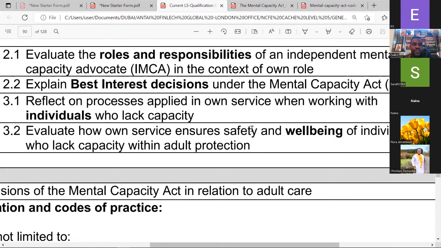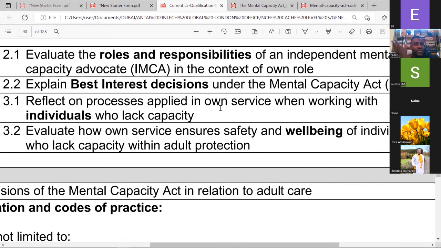And then 3.1: reflect on processes applied in your own service when working with individuals who lack capacity. So when you are working with individuals who lack capacity, some of the things we've just talked about now, how do you work with them?